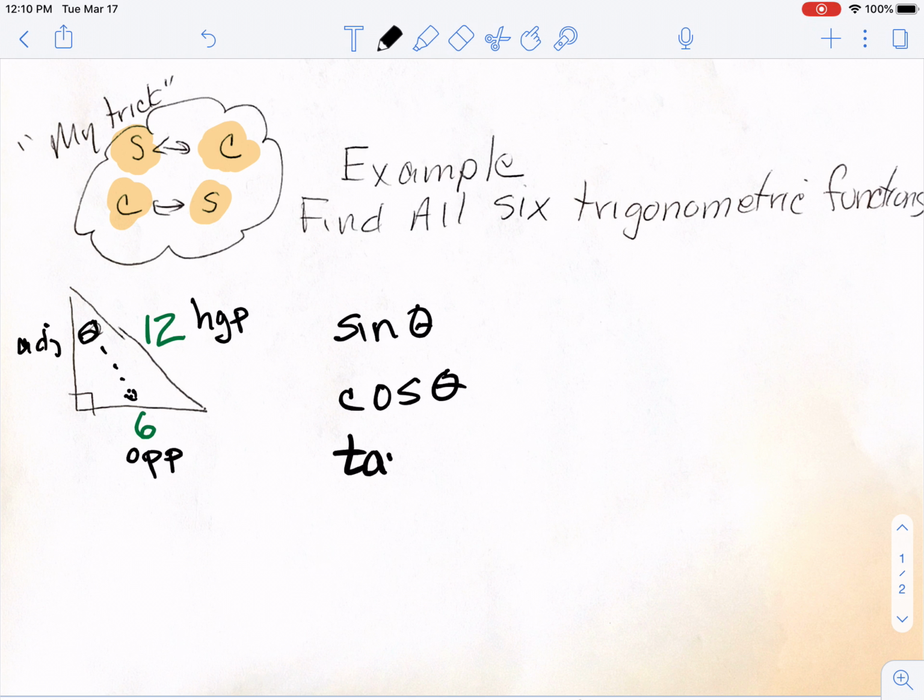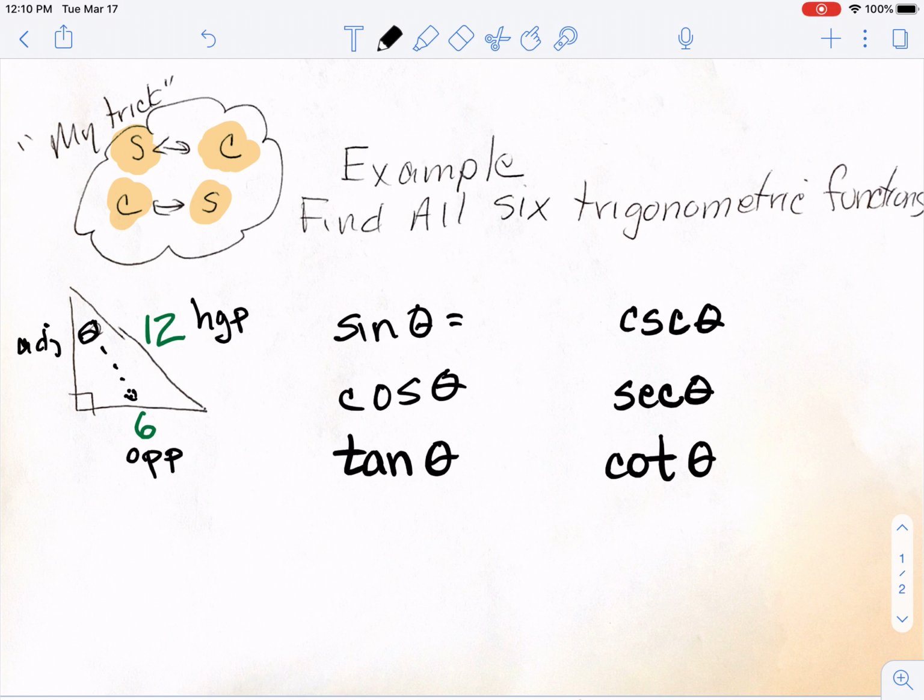Tangent theta. And then I'm going to use my S and C combination. Sine is going to go with cosecant. Cosine is going to go with secant. Those are reciprocal functions. They're the ones they're paired up with. And cotangent goes with tangent.